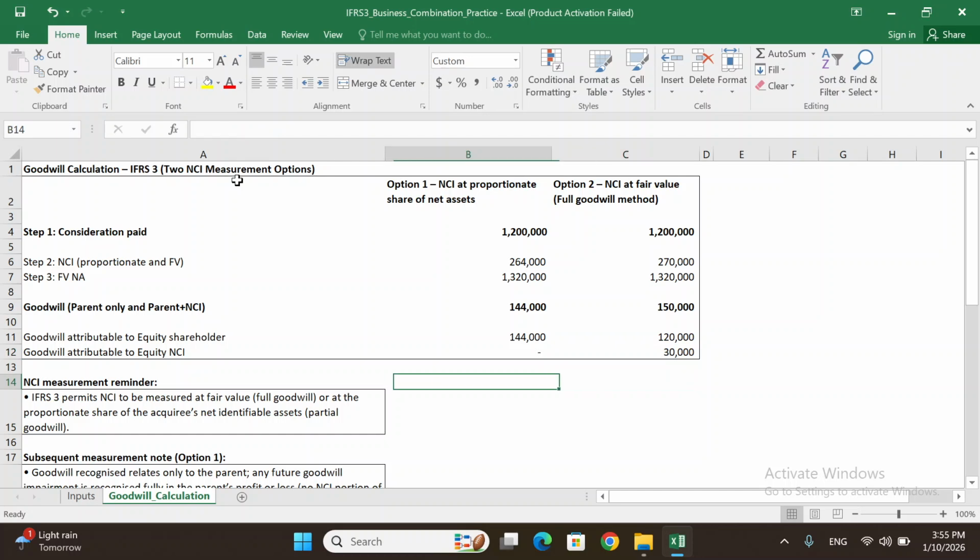And that's it. This is a total impact of this goodwill calculation using two different NCI methods.